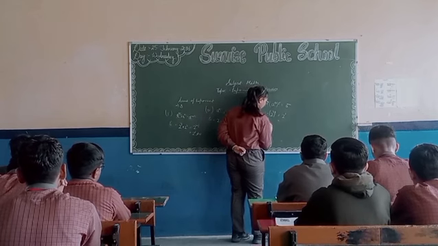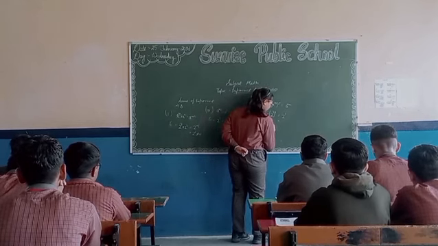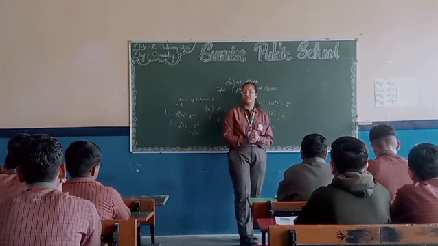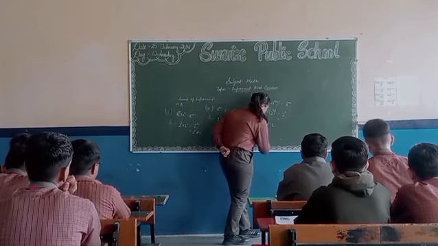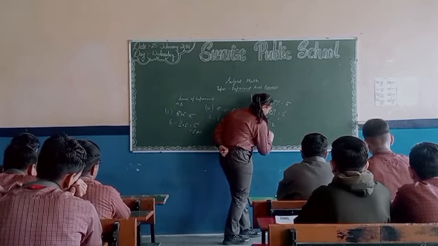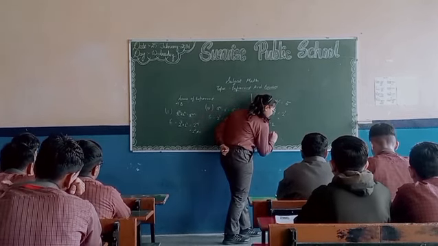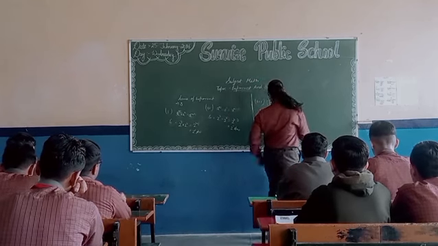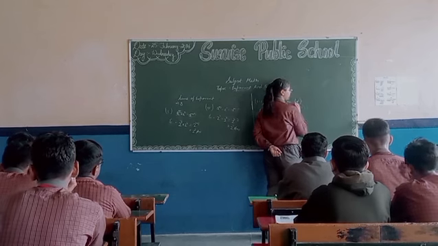Now the fourth law. a raised to the power 0 is equal to 1. That we already know: any number raised to the power 0 is equal to 1. With the help of an example, 2 raised to the power 0 is equal to 1. Have you understood it?